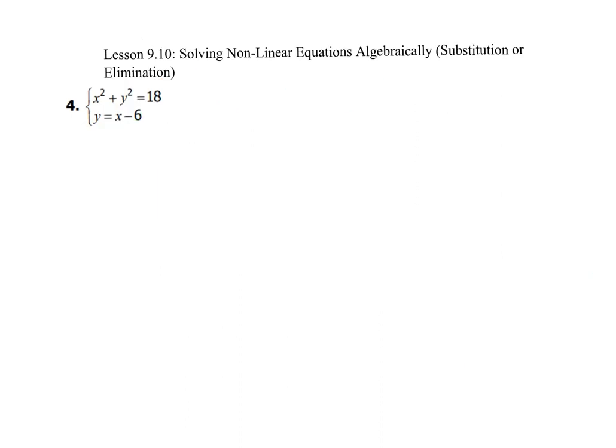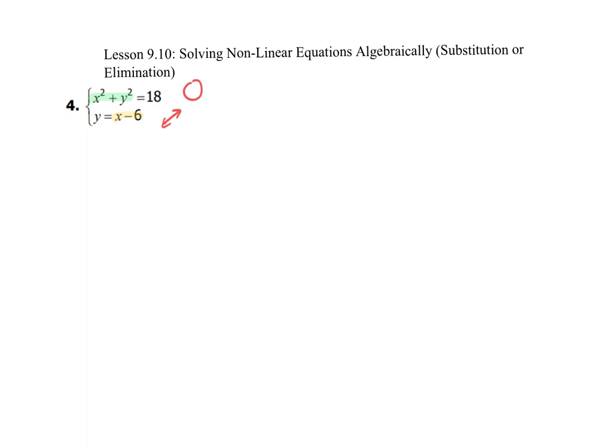All right, number 4. We have x squared plus y squared equals 18, and y equals x minus 6. Guys, because we have x squared plus y squared, and it equals a constant, x and y are both squared. Remember, that makes a circle. And then we have over here y equals x minus 6. This is a diagonal line with a positive slope.